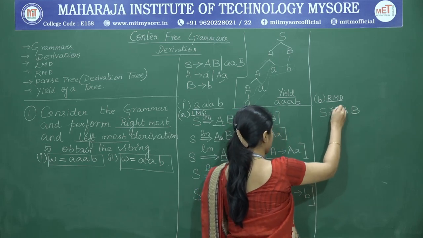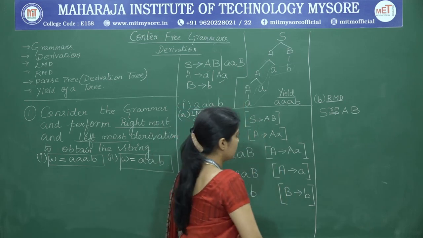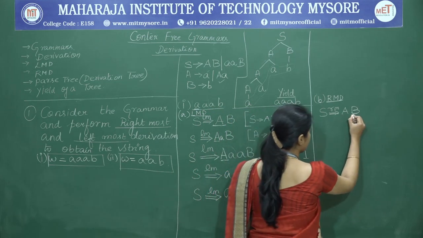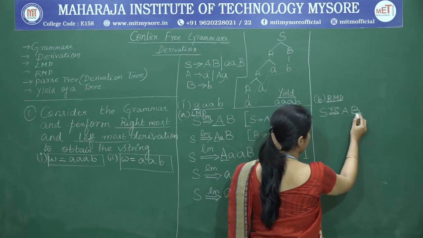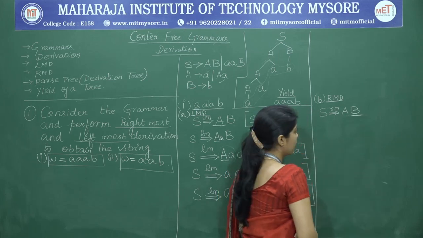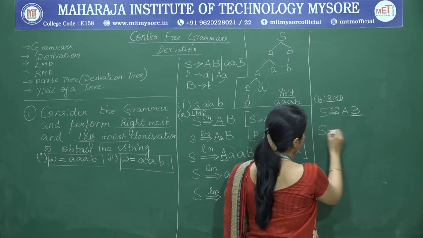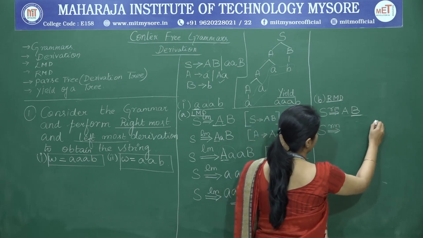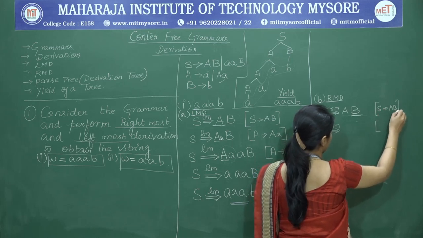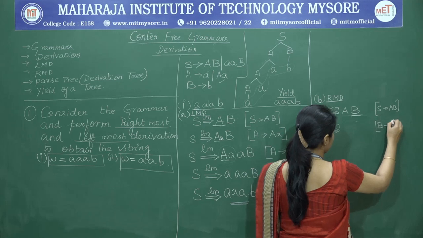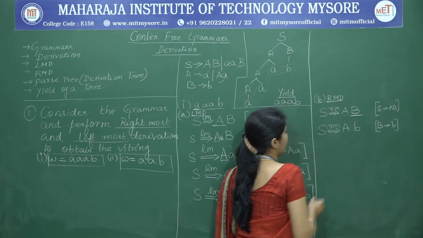We chose S goes to AB because AAB cannot generate the third A. Okay, so therefore S goes to AB. Now, which is the rightmost variable? B is the rightmost variable. From the right side, this is the first variable. So this has to be replaced. So we are going to use the production. Here S goes to AB production is used, and here B goes to small b production will be used. So A and small b.